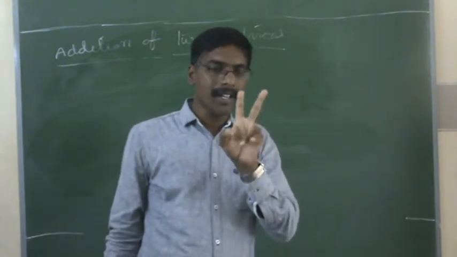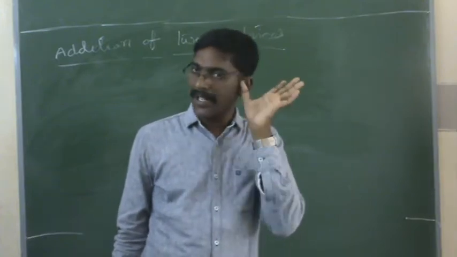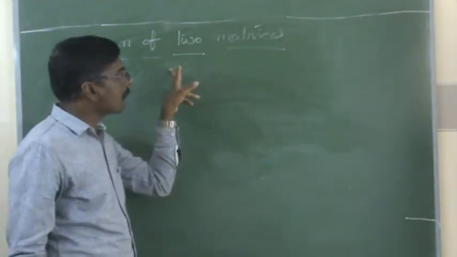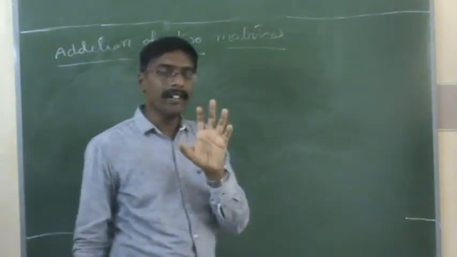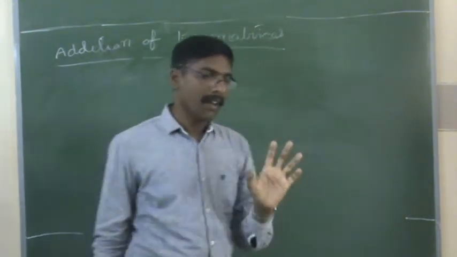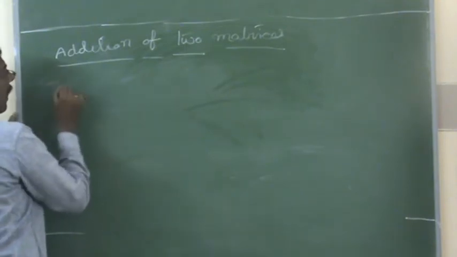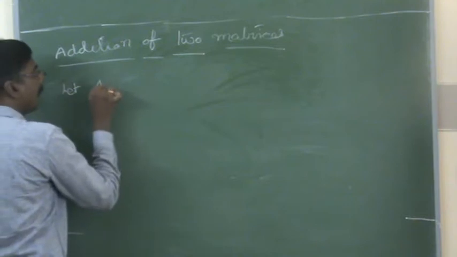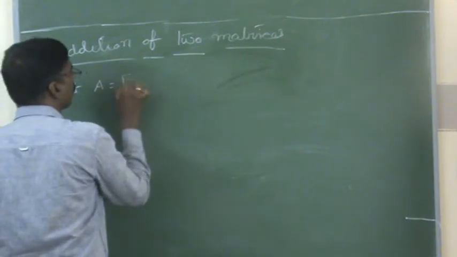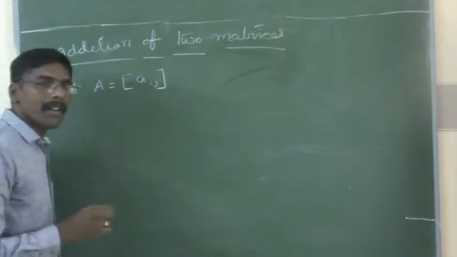We have to take two matrices, and these two matrices have some order, which we are also discussing. For understanding the addition of two matrices concept, we need two matrices. So let capital A be one matrix, A ij, as one example.